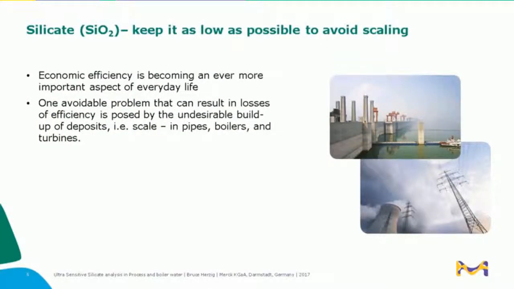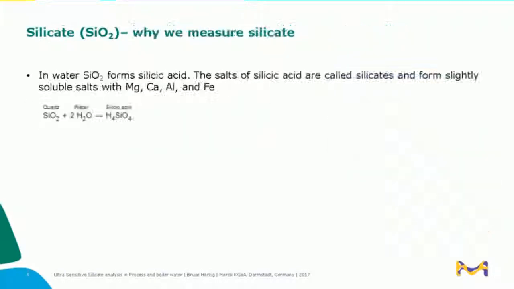So, silicate analysis. We want to keep silicate as low as possible to avoid scaling. Why do we measure silicate? Well, it is important in industrial processes, particularly steam generation, where the component of scale buildup in pipes and boilers and turbines can cause problems. Buildup of scales leads to inefficiencies in these systems and increased operational costs.